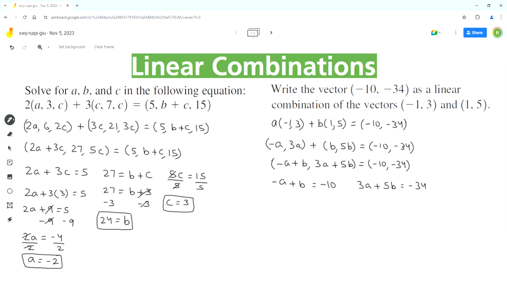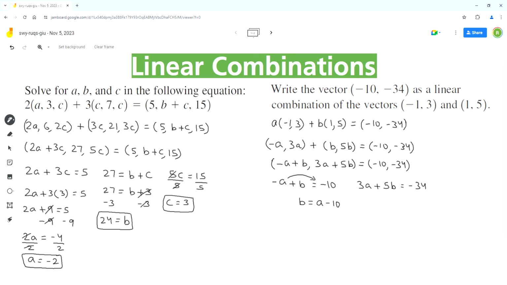So we can use elimination or substitution methods to solve this linear equation. So for this linear system, we can use substitution method. We can isolate b from the first equation, and we can do that by moving the a term to the right side. So that will make the a term positive.